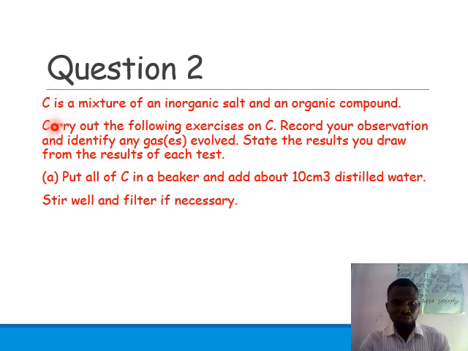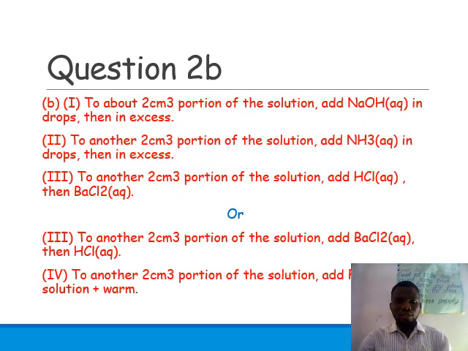Now, this is question 2. It says C is a mixture of an inorganic salt and an organic compound. Carry out the following exercises on C. Record your observation and identify any gases evolved. State the inferences you draw from the results of each test. Put all of C in a beaker and add about 10 cm³ of distilled water. Stir well and filter if necessary.